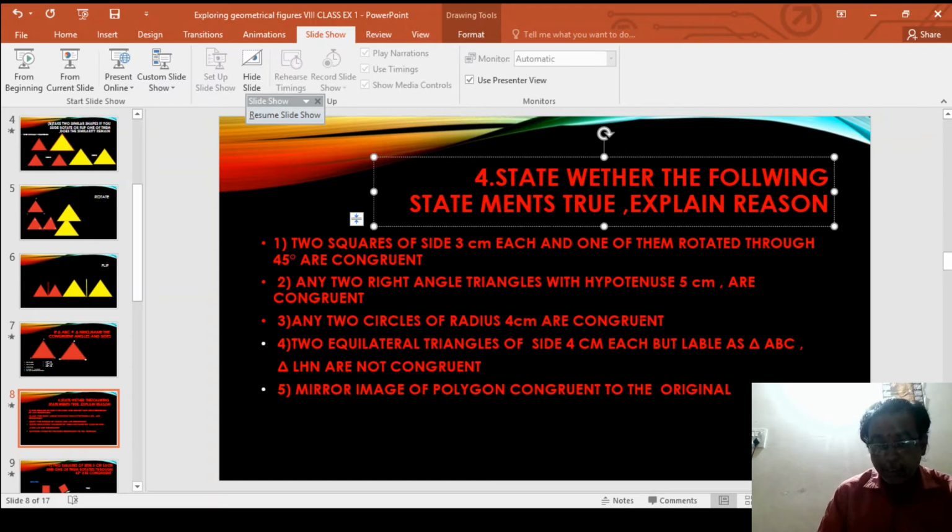Next, third question. Any two circles of radius 4 cm are congruent. Two circles having the same radius. Can you say those are congruent? Is it true or false? You will decide.